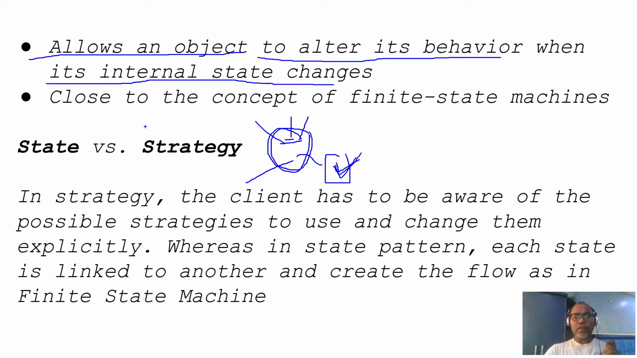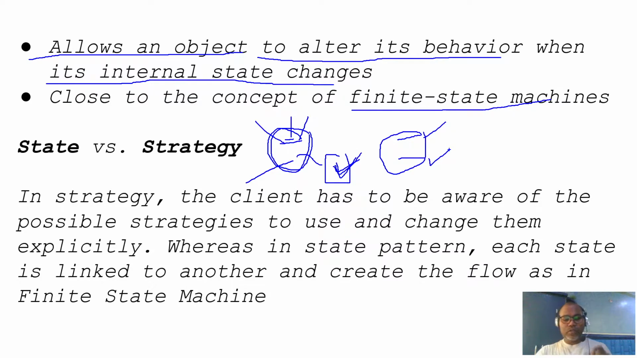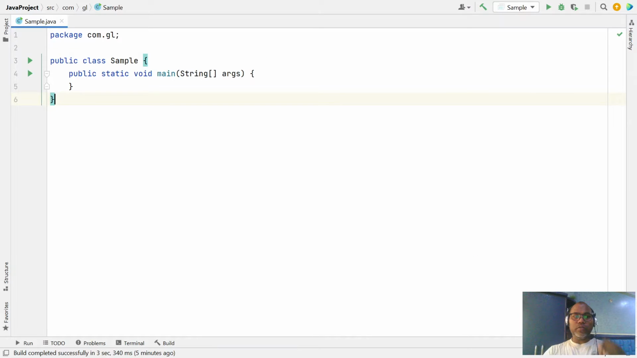This pattern is closely related to the concept of a finite state machine. They work similarly. A state machine has a set of states, and according to the state, the machine plays a role. So let us write the code. There is one object, and it has some state and some behavior. Let's change the state and check that the behavior also changes.